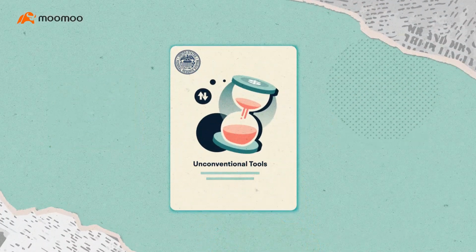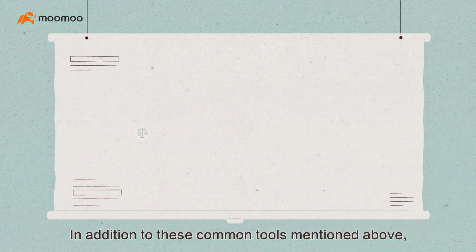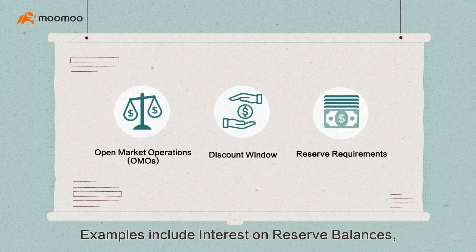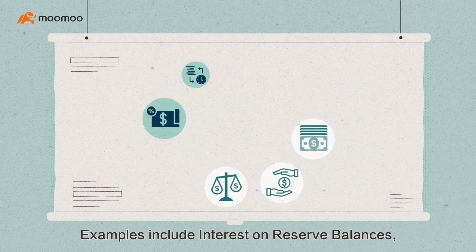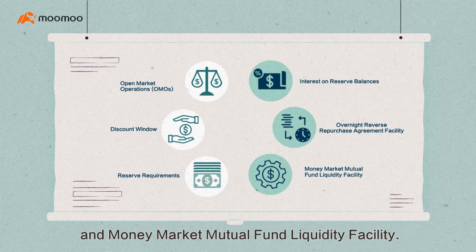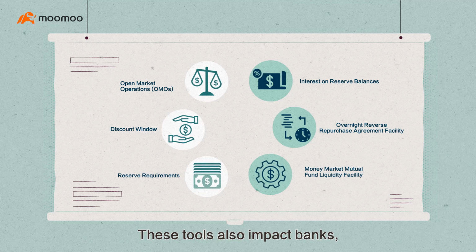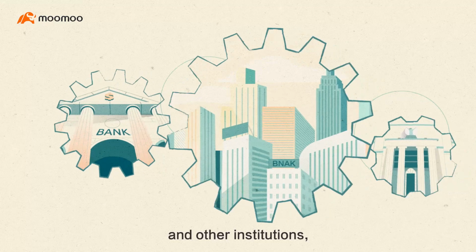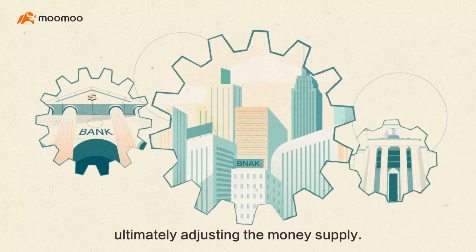Unconventional tools. In addition to these common tools mentioned above, the Fed has various unconventional tools. Examples include interest on reserve balances, overnight reverse repurchase agreements facility, and money market mutual fund liquidity facility. These tools also impact banks, money market funds, and other institutions, ultimately adjusting the money supply.